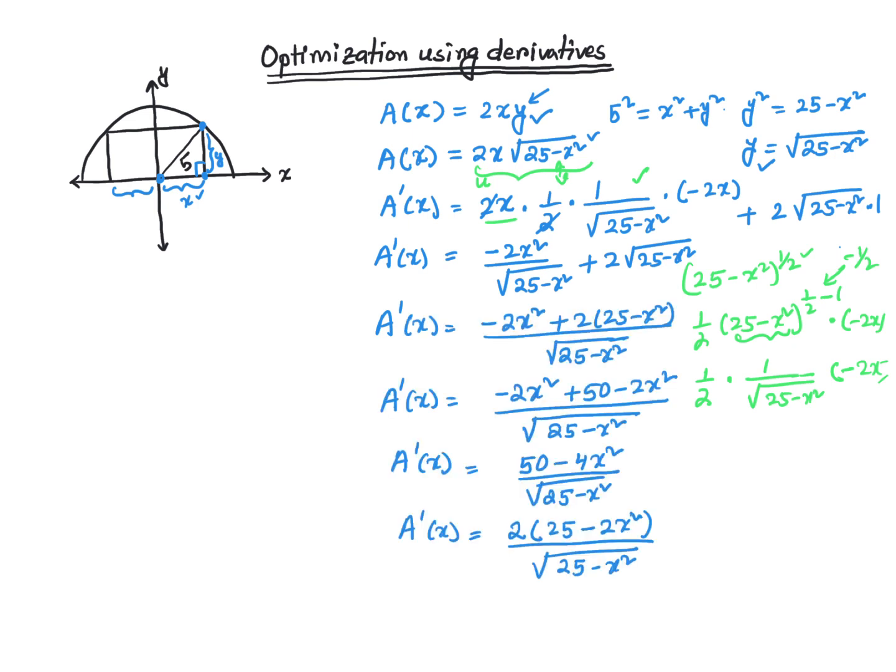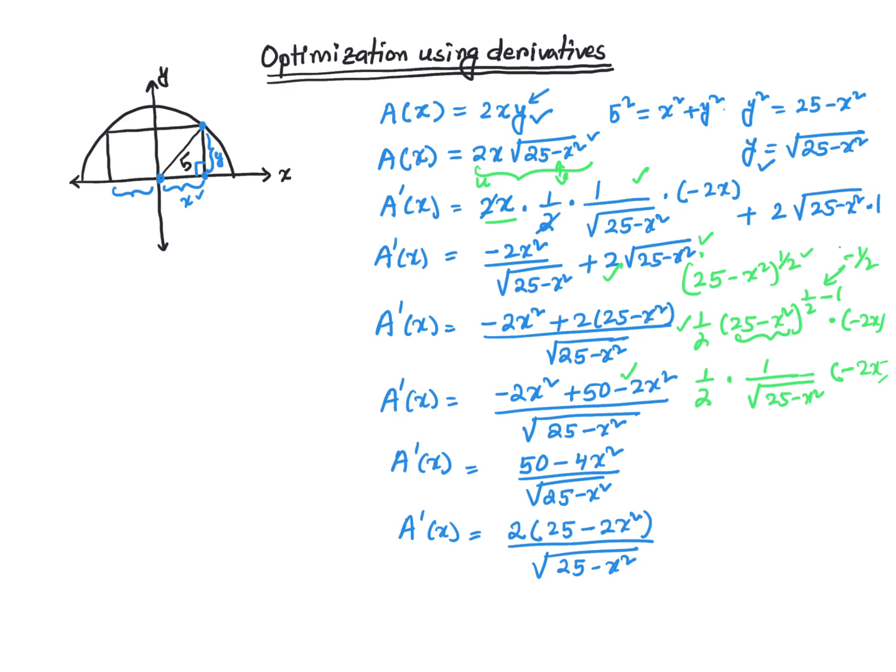So if I do the algebra, this is what I get. I just simplify this and add this thing, and I do it by multiplying and dividing this by square root of 25 minus x squared, and then combining and simplifying it. It's pretty straightforward, you can figure it out.